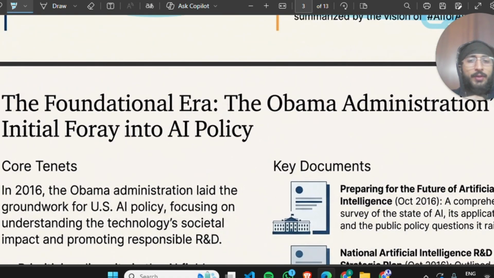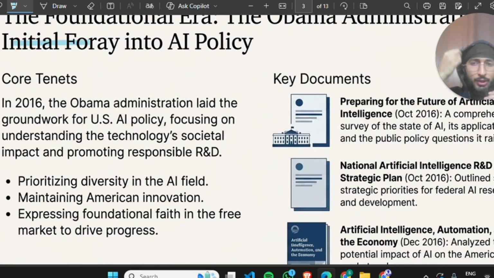Moving on, the foundational era: the Obama administration's initial foray into AI policy. Core tenets: in 2016, the Obama administration laid the groundwork for US AI policy, focusing on understanding the technology's societal impact and promoting responsible research and development, prioritizing diversity in the AI field, maintaining American innovation, and expressing foundational faith in the free market to drive progress.